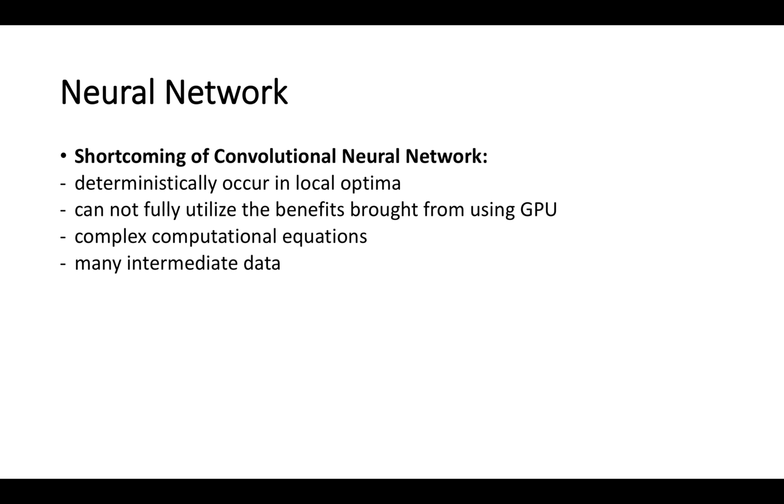Second, the algorithm is also slow and cannot fully utilize the benefits brought from using modern machines such as GPU, which runs hundreds to thousands of threads simultaneously. Third, the complex computational equations emerging in the algorithm demand hard and complicated series of steps to find derivative equations for updating parameters. Finally, backpropagation algorithm requires keeping forward and backward essential parameters used for updating equations, meaning that it needs many variables to preserve intermediate data.